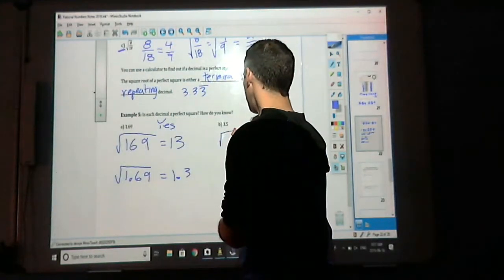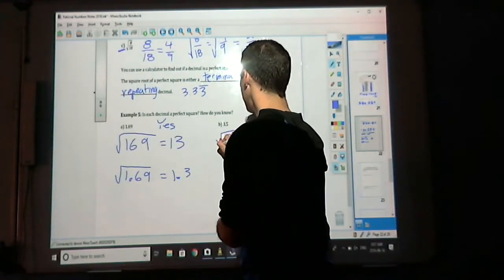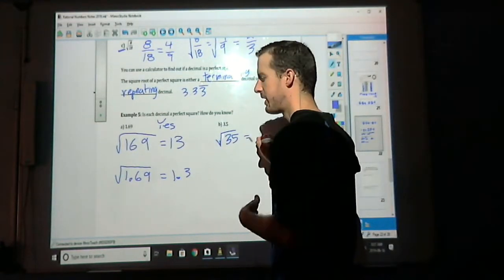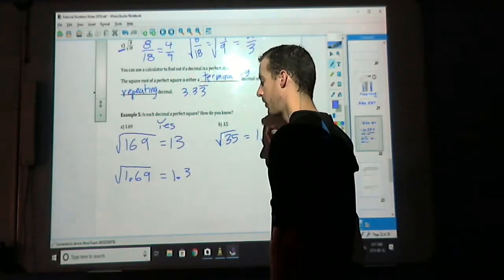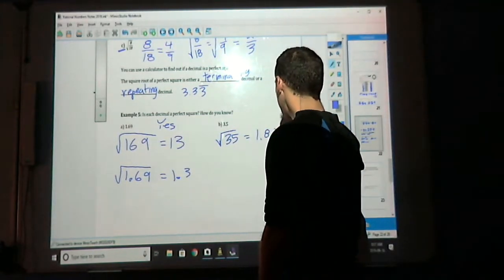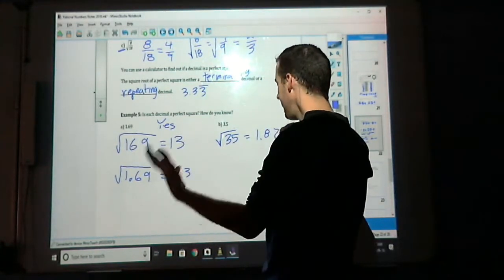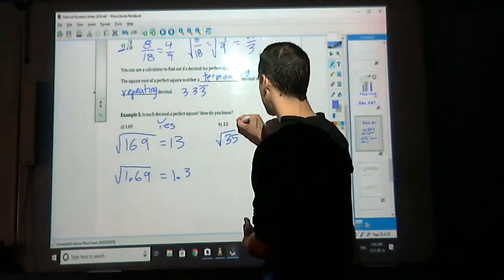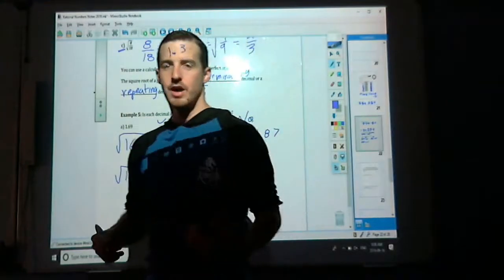Okay, now this next one, let's have a look here. So if we did the square root of 35, is 35 a perfect square? No, right? If we go and punch it into our calculator, we end up with 1.87. It doesn't end, it kind of goes on, that's just us rounding it off. So in this case, no, it is not.